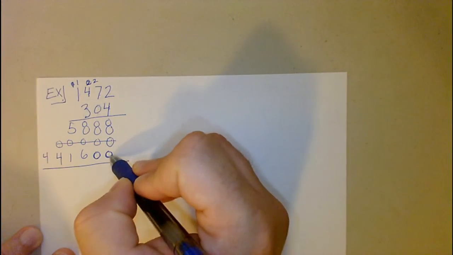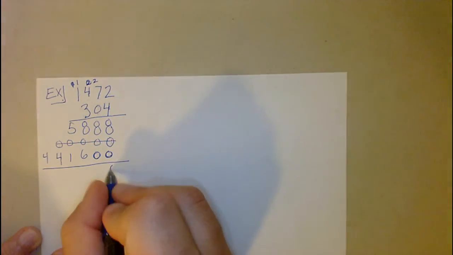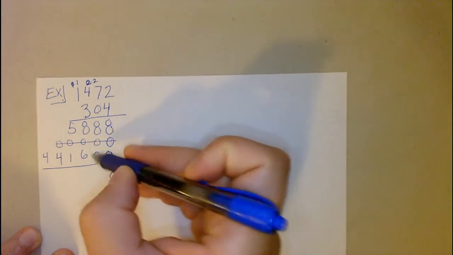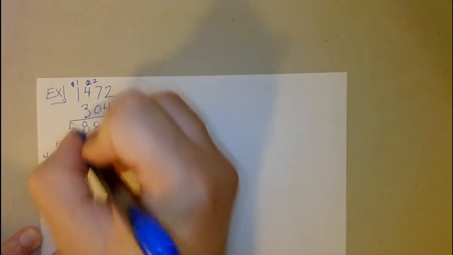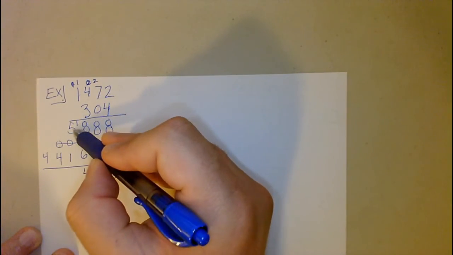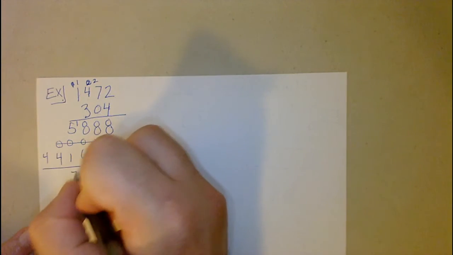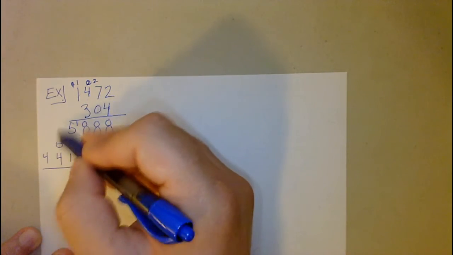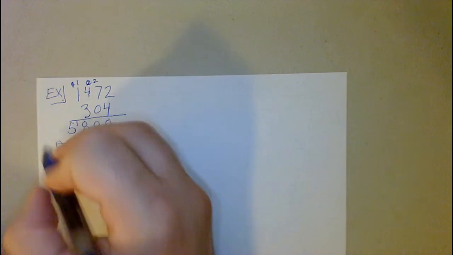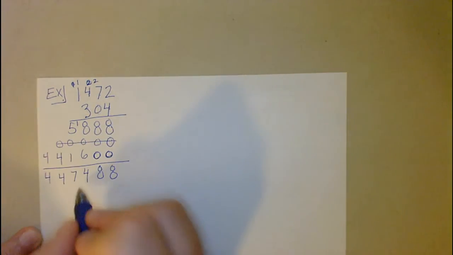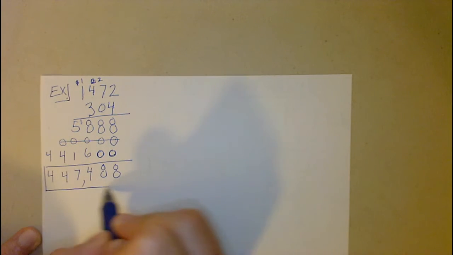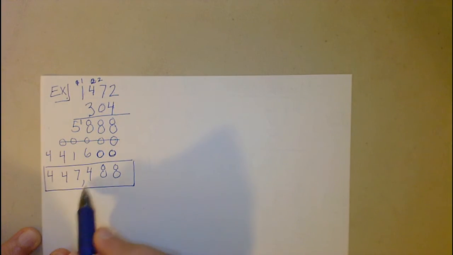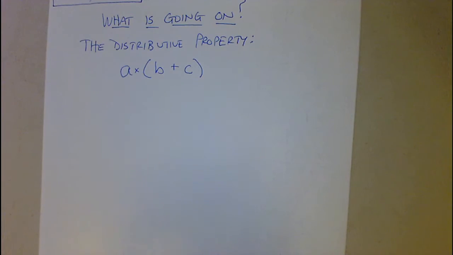8 plus 0 plus 0 is 8. 8 plus 0 is 8. 8 plus 6 is 14. Carry the 1. 1 plus 5 is 6, plus 1 more is 7. Not a lot up here. That's a 4. A bunch of zeros plus 4 is 4. Put a comma right there. We get the answer, 447,488. So what is going on here?